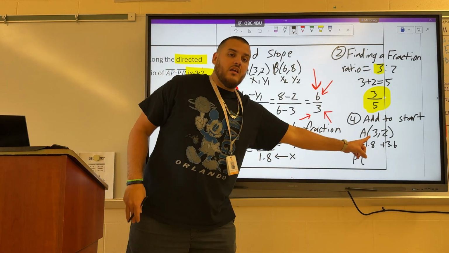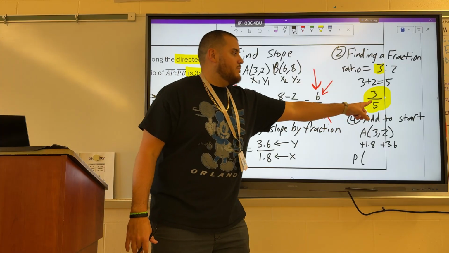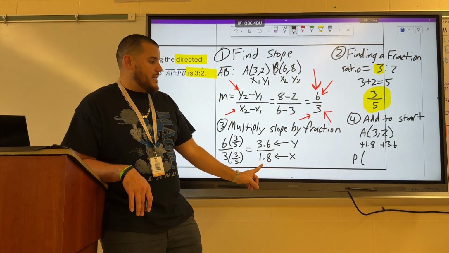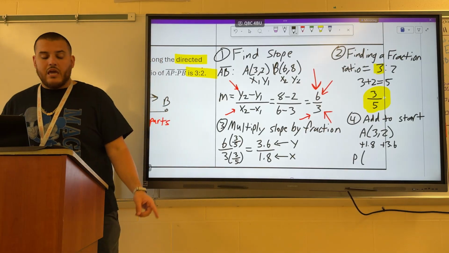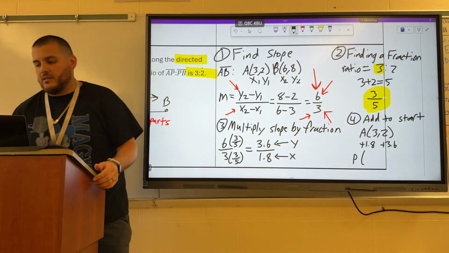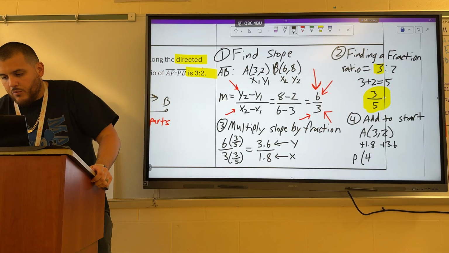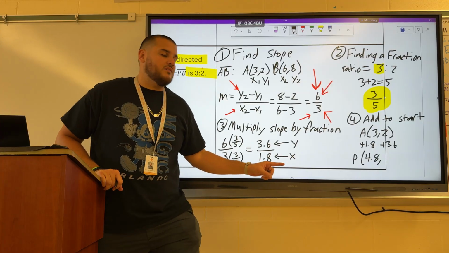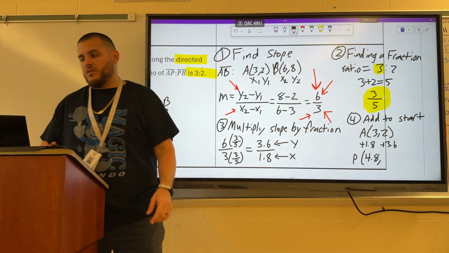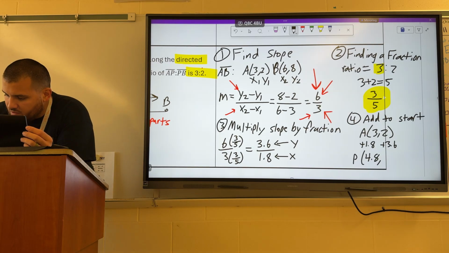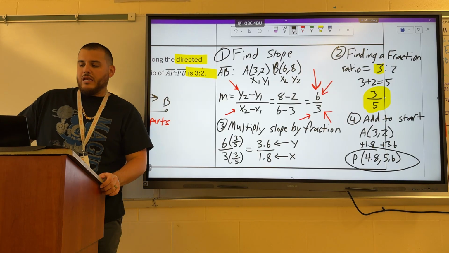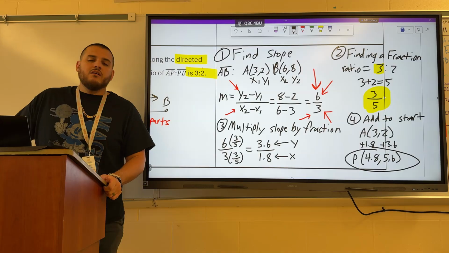So I started at 3, we found out that our point needed to be 3/5 of the distance of our slope from A to B, and we determined that's going to be 1.8 units away from point A, so 3 plus 1.8 gives me an x coordinate of 4.8. I'm doing the same thing with our y's. We needed to be 3.6 units away from our start, which was at +2. So +2 plus 3.6 will give me 5.6. And that will be the location of my partitioning point, 4.8 for my x coordinate, 5.6 for my y coordinate.